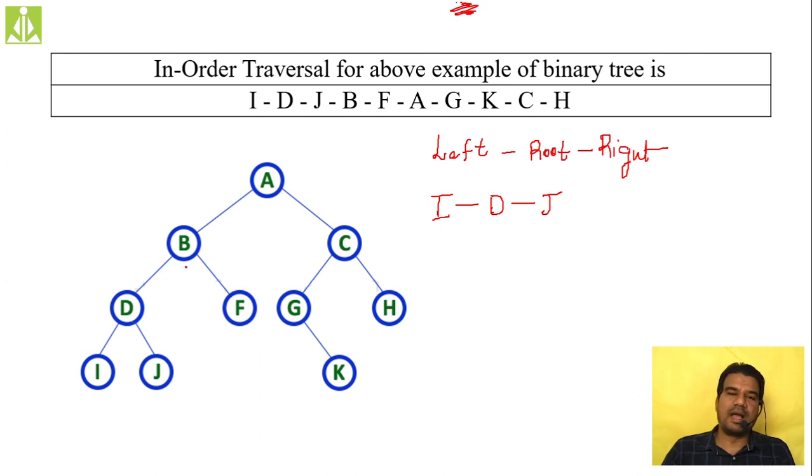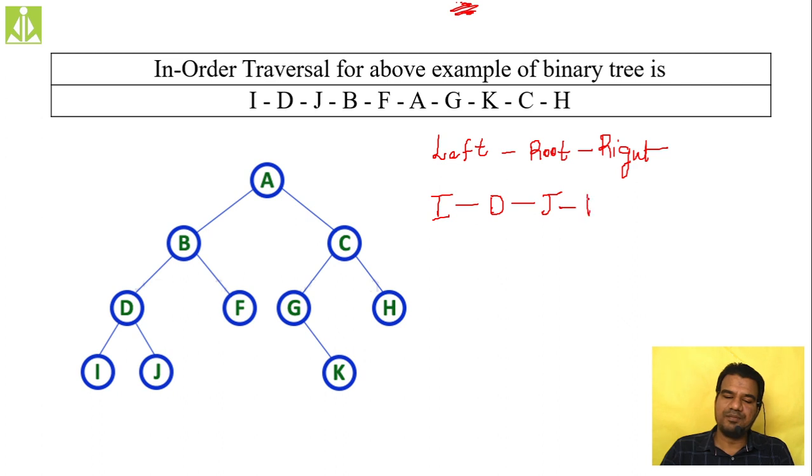So again you go back and make B as root. When B is root, left child, that is D, is already visited. As you can see, D is already visited. So now what do I have to do? I have to visit the root node. What is root? When my B is root, B itself is root. So visit B.